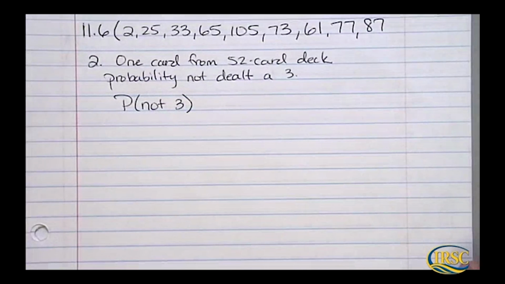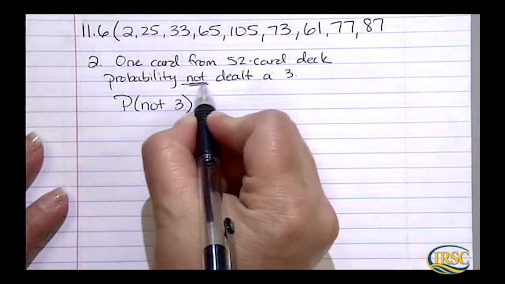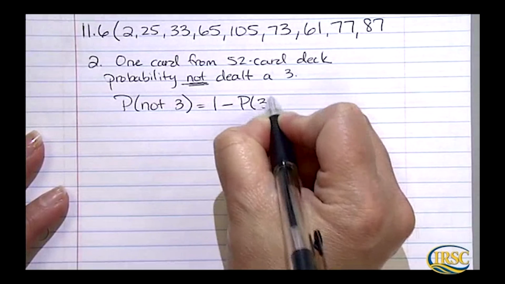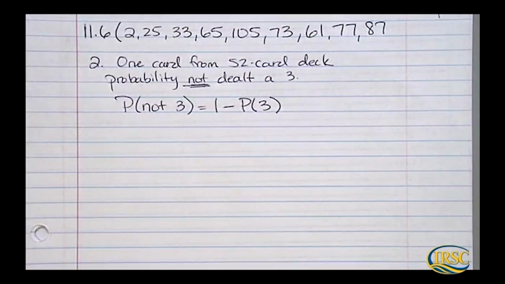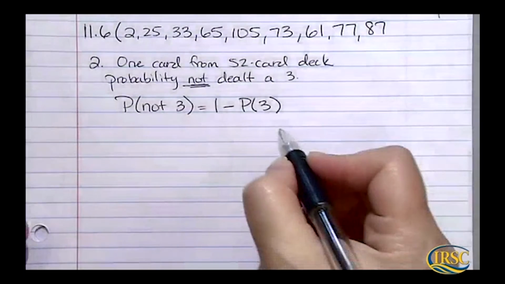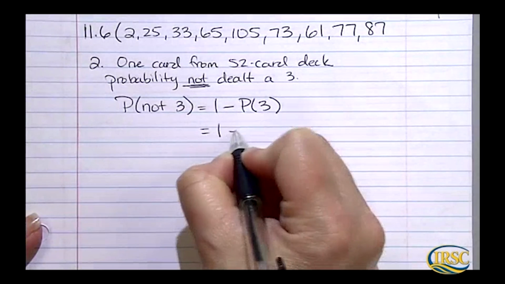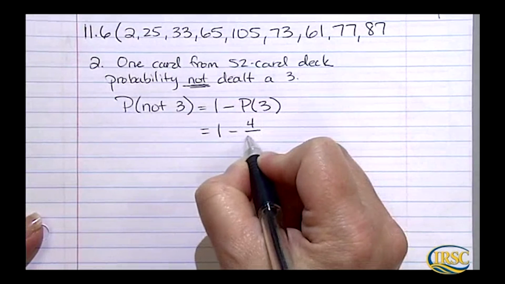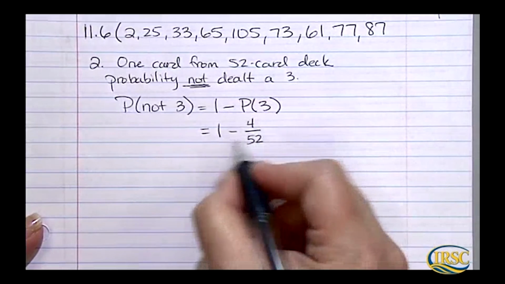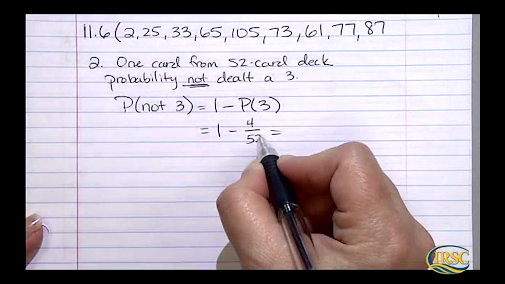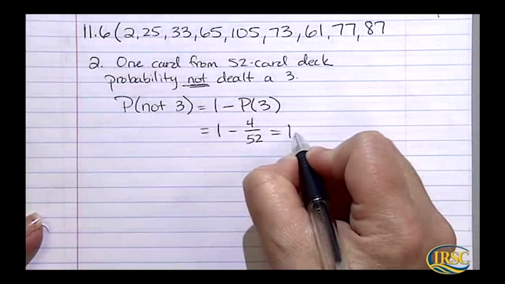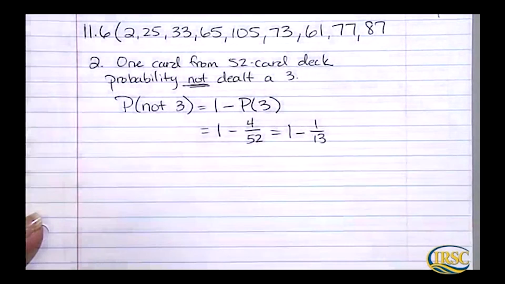Now, of course, there's a couple ways that you can do this, but the way that was stressed in the lesson is that if you're looking for the keyword not, then that just means you're doing 1 minus the probability that you do get a 3. So the probability of getting a 3, well, how many 3s are in the deck? 4 out of 52. And so remember the shortcut was to take 4 from 52, or if you want to reduce it first, that's fine too. Let's go ahead and reduce it. This is 1 minus 1 over 13.